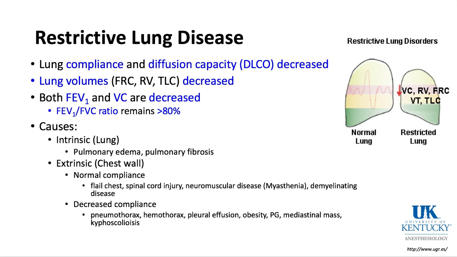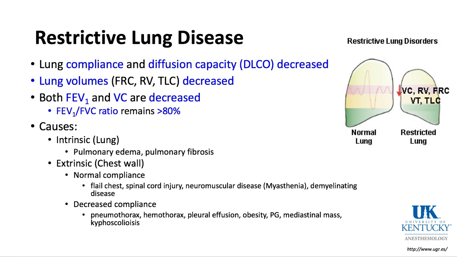Now the restricted lung, the graphic on the right, shows that small lung with low vital capacity, residual volume, FRC, tidal volumes, total lung capacities, all small. The lung compliance as well as the diffusion capacity, which we're going to talk a little bit more about later on, is decreased. So these are often stiff lungs, not very compliant, that are very small. The FEV1 and FVC are both decreased, but if you look at the ratio, it is greater than 80%.